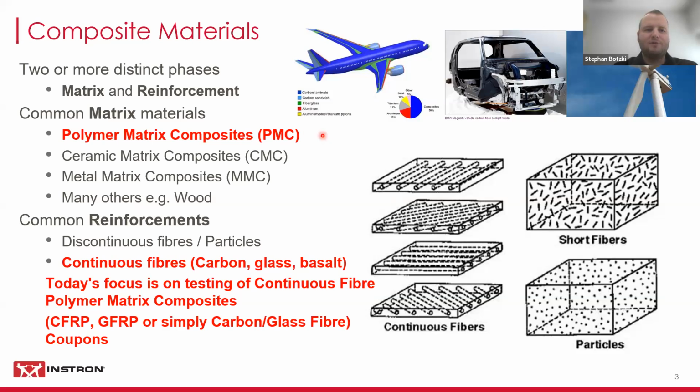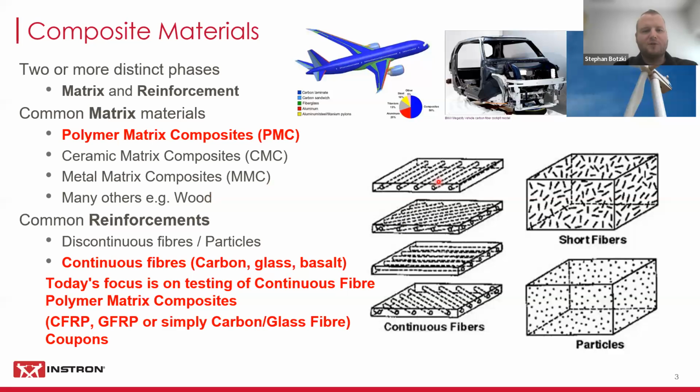Common matrix materials would include something like a polymer. So a thermoset or a thermoplastic could make up the matrix of your composite material. Those are also the most common ones that we see from our customers being used for making matrix material. Other examples could be ceramic or metal, and then there are obviously also a lot of natural examples for composites, like wood, which would be a good example in nature.